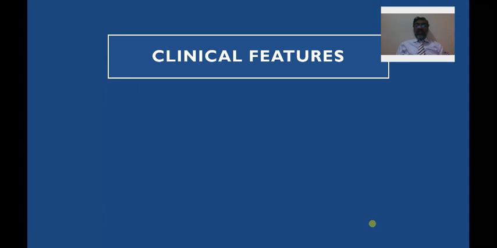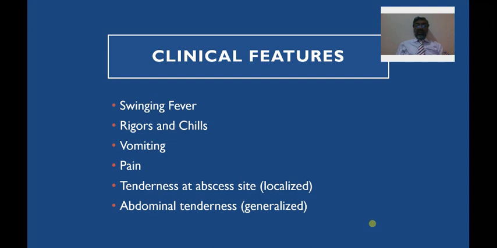What are its clinical features? These are common as with an abscess in any other region of the body, like swinging fever with rigors and chills. It can be associated with vomiting and pain at the site of involvement. Inside the peritoneal cavity, it will be manifested as tenderness at abscess sites, which can be localized, or generalized abdominal tenderness if there is a generalized peritonitis.